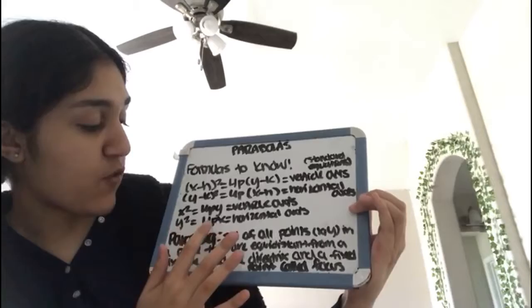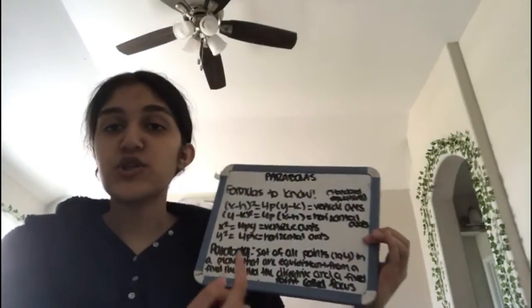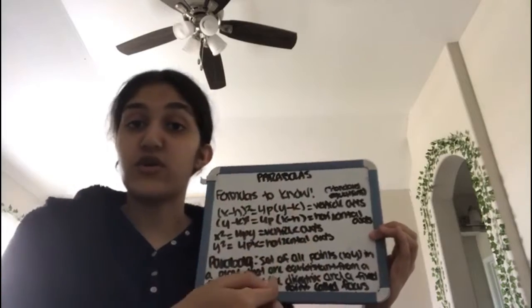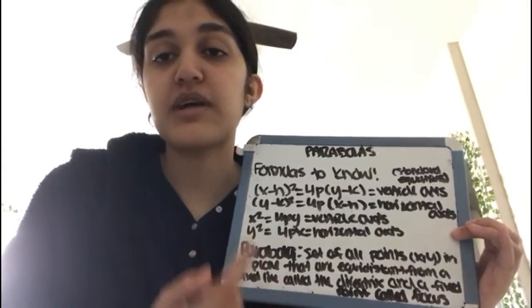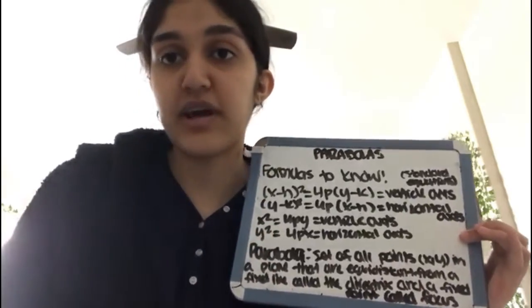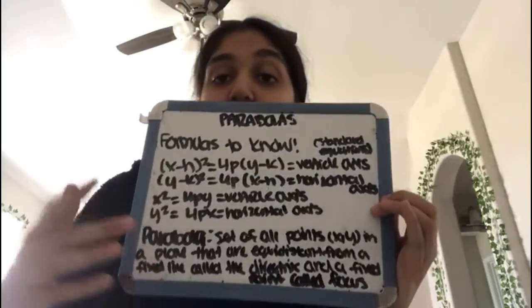So y squared equals 4px is basically the horizontal axis, and x squared equals 4py is the vertical. There's no equal sign between them; it's just showing you that this is horizontal and this is vertical. It just stops at x squared equals 4py or y squared equals 4px, as the difference between the vertical and horizontal.